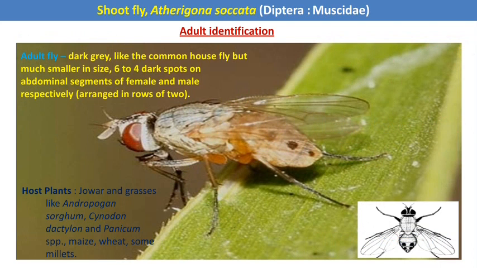But what is the difference between the house fly and the shoot fly? The adult fly is dark gray in color like the common house fly, but much smaller in size. The next characteristic is 6 to 4 dark spots on the abdominal segments of the female and the male respectively, arranged in rows of two. That is the adult identification. The host plants of this shoot fly are jawar and other weeds or grasses present on our field bunds. These grasses or weeds act as alternate hosts for the sorghum shoot fly.